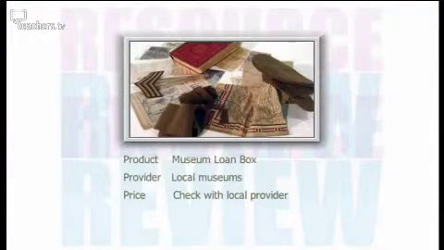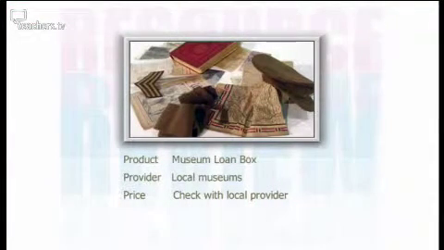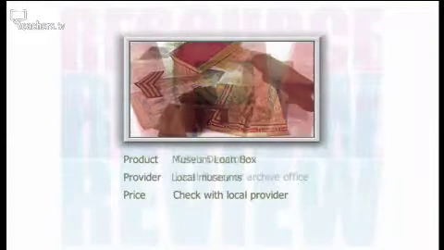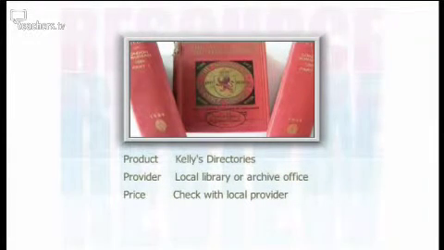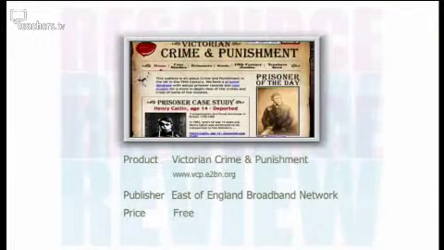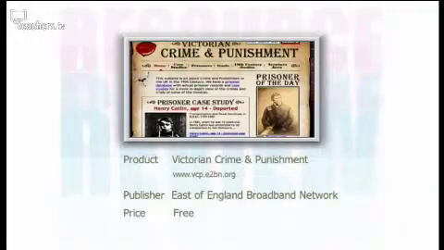Well, I'm afraid that's all we've got time for today, but just to recap, the 3 resources that we've looked at are local history loan boxes from your local museum, such as those from the Learning Service at Museums Luton, back editions of Kelly's directories from your local library or archive office, and Victorian Crime and Punishment website from the East of England Broadband Network.